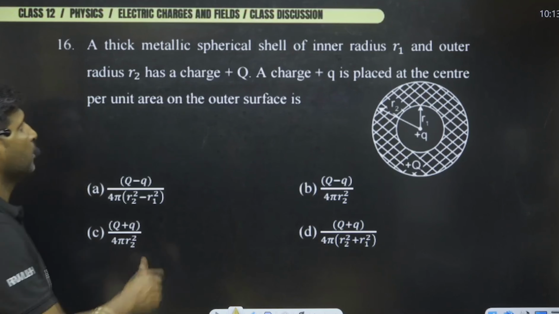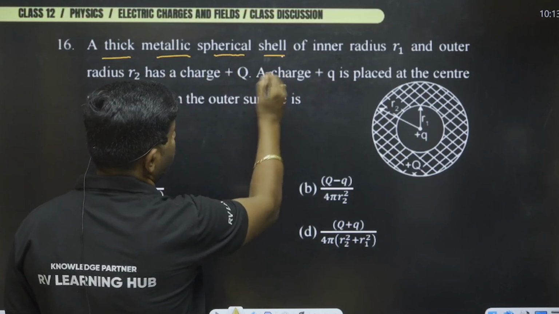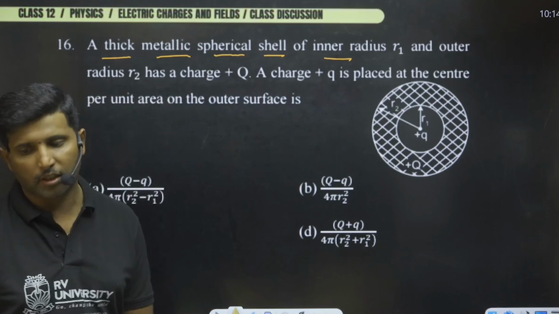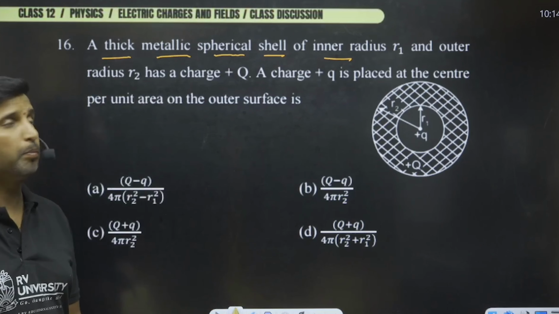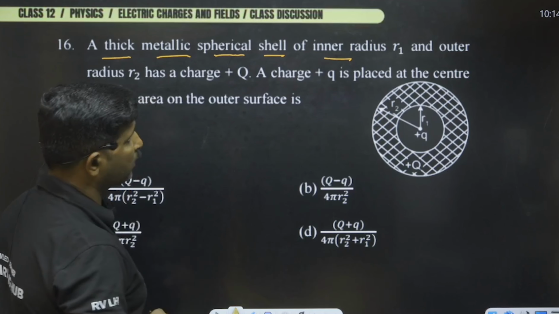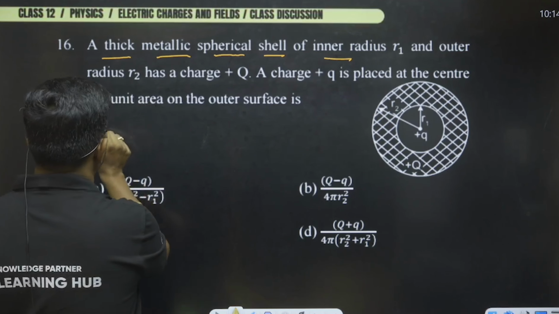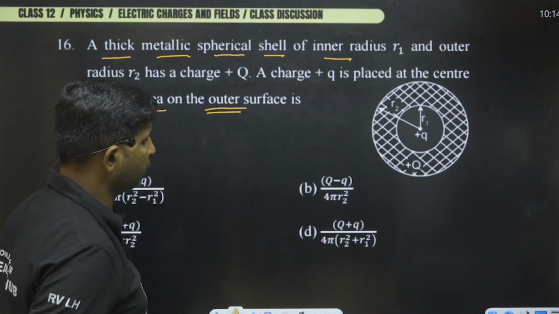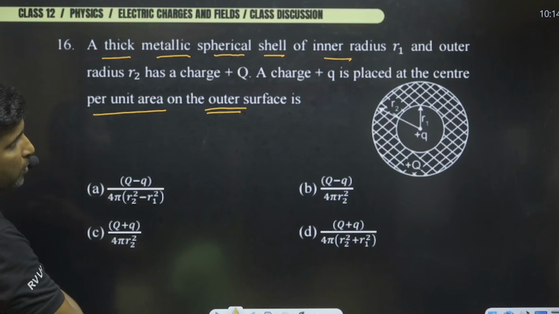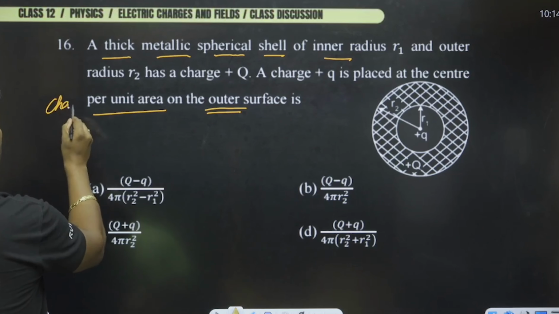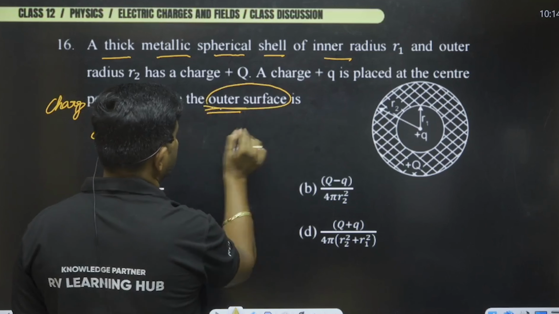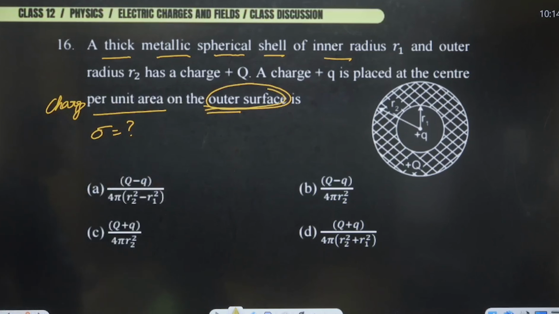Please think about this. A thick metallic spherical shell of inner radius R1 and outer radius R2 has a charge plus Q. A charge small plus q is placed at the center. The charge per unit area on the outer surface is... They're asking what is the charge per unit area, that is, we have to calculate sigma on the outer surface. Okay, so how can you do this?